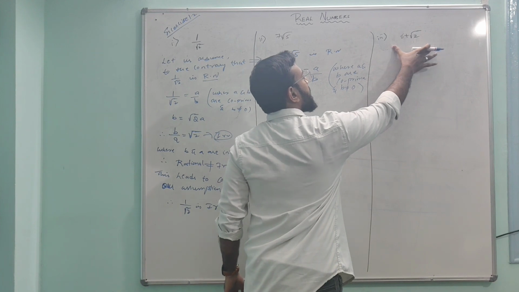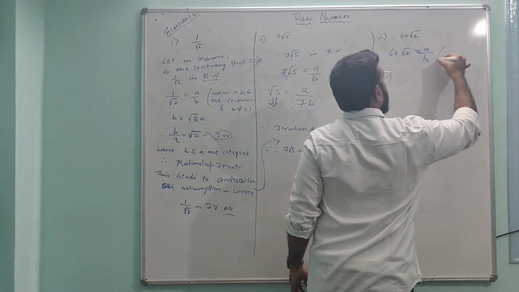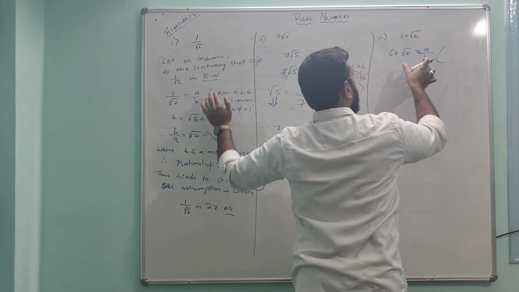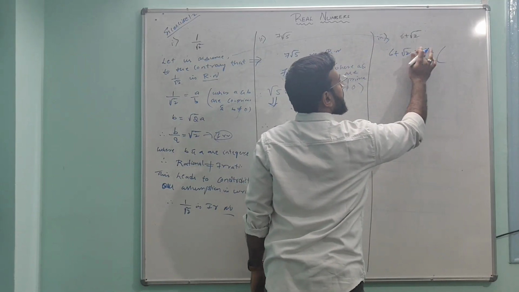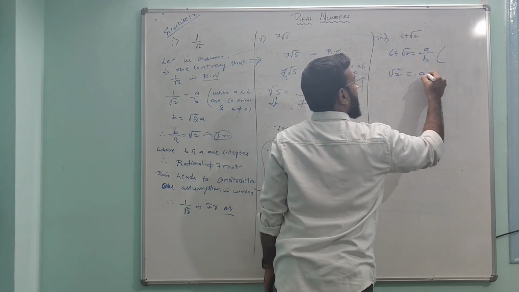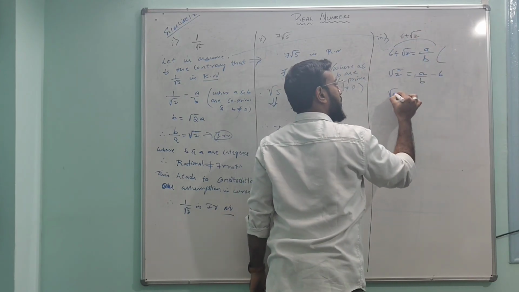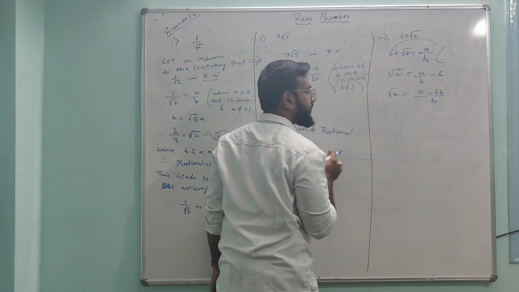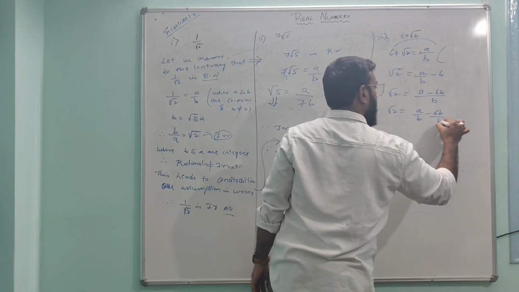We'll go to the last and final question of this exercise. 6 plus root 2 is equal to a by b. By contradiction, let us assume to the contrary that 6 plus root 2 is a rational number. 6 plus root 2 is equal to a by b. Root 2 is equal to a by b minus 6. Root 2 is equal to a minus 6b upon b, cross multiplying.